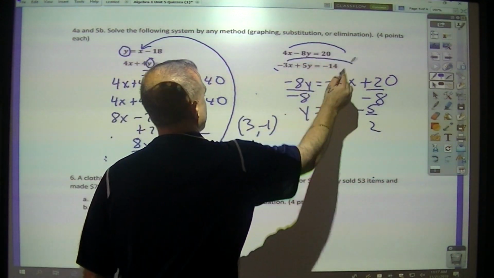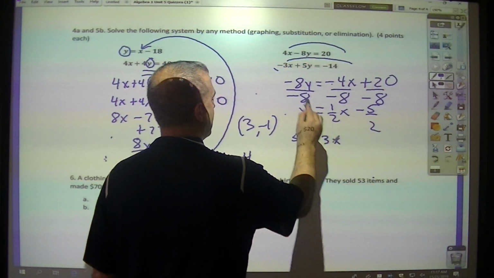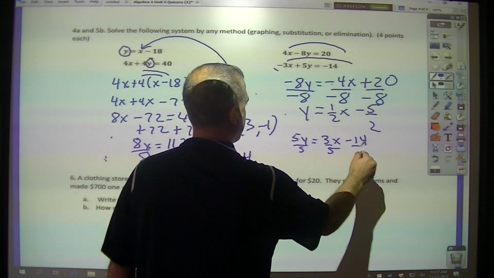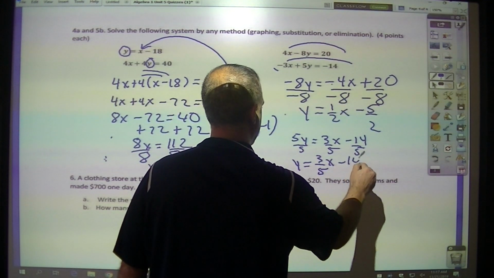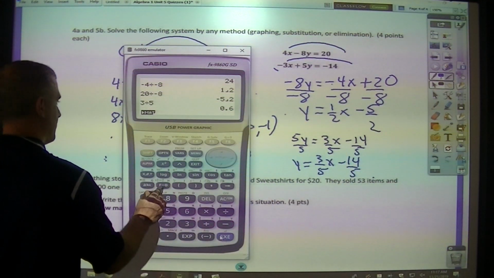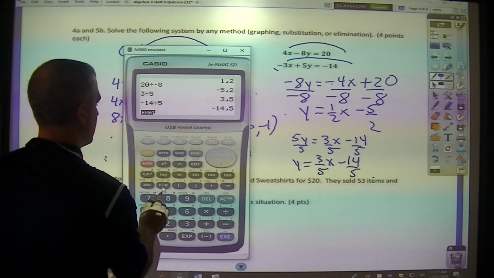Then I would move this one over. So I'd have 5y equals positive 3x, because the signs changed, minus 14. And I would divide both of these by 5. So y equals 3/5 x minus 14 over 5. And as you'll see, 3 divided by 5 is still 3/5. Negative 14 divided by 5 is still that.